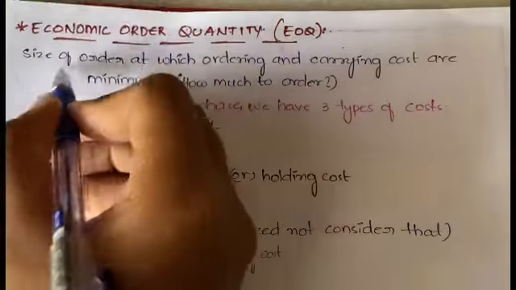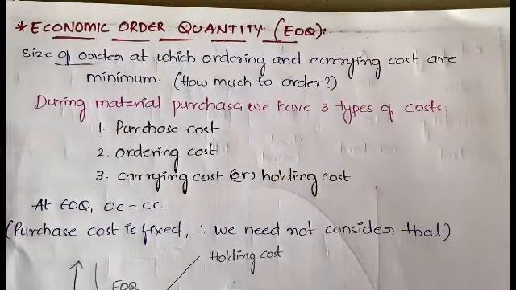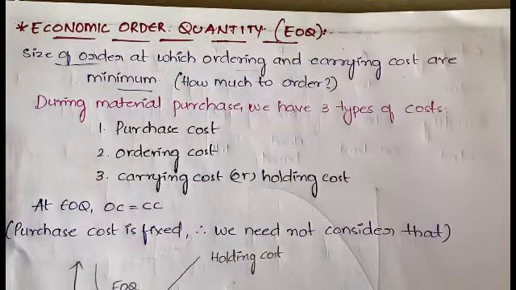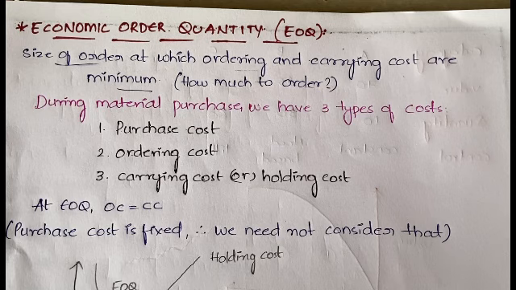So size of the order means how many units you need to order, how much you have to order, so that the ordering cost and also the carrying cost are minimum. Whether 10 units or 100 units or 1000 units, the quantity you order to get the minimum cost is called the economic order quantity.